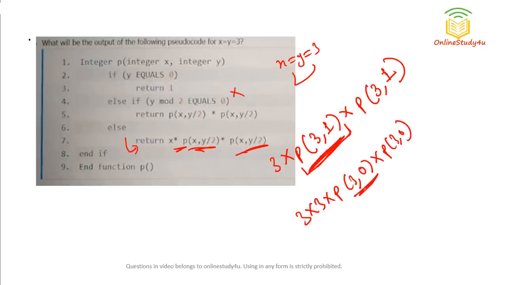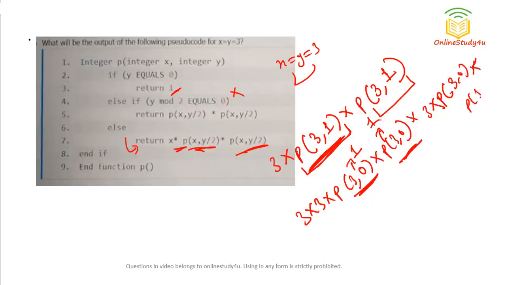Now you can see here the y value is 0, and here the y value is 0, so our function returns 1. So from here we will get 1, and from here we will get 1. Even now this part is left to solve. If you call this particular function, you will get 3 into p(3, 0), because y value will be 1 by 2, that is 0, so it will be 1, and that will also be 1. So if you multiply all of them, you will get 27, right? So 27 will be the correct answer for this particular pseudocode.